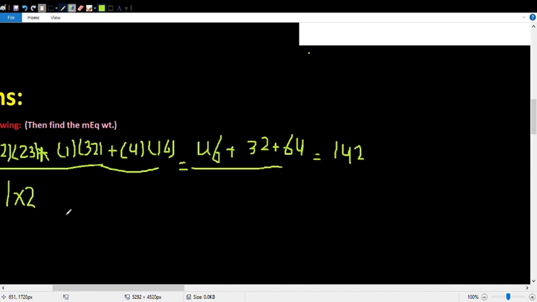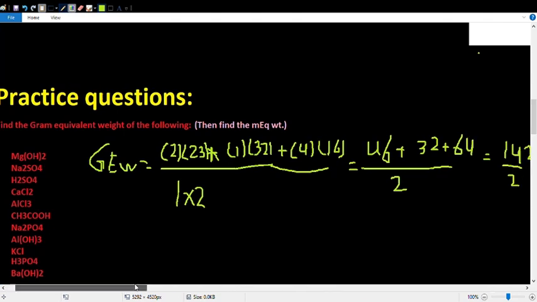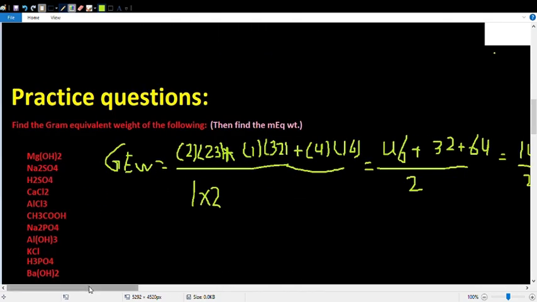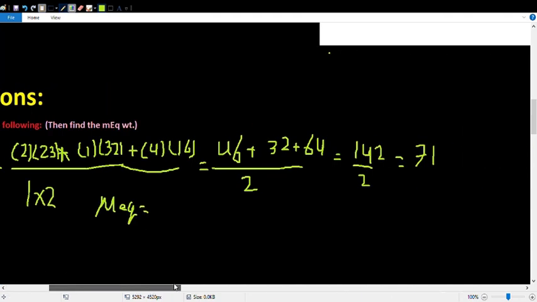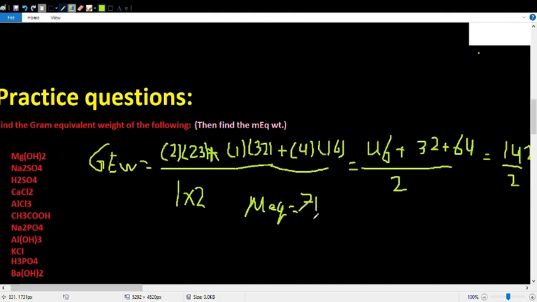Yung dito naman sa baba is 1 times 2 is equal to 2. Then naman dito is 2. So 142 divided by 2 will be equal to 71. So that's the gram equivalent weight for this compound. The milli equivalent weight naman will be equal to 71 divided by 1000, which will be equal to 0.071. So that's the answer for sodium sulfate.